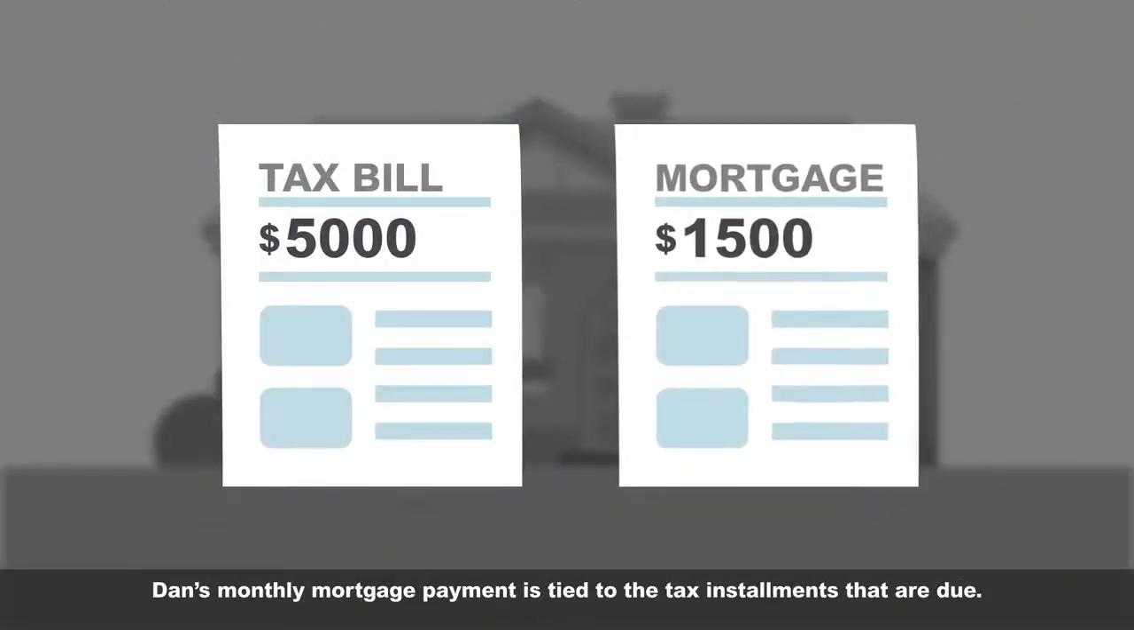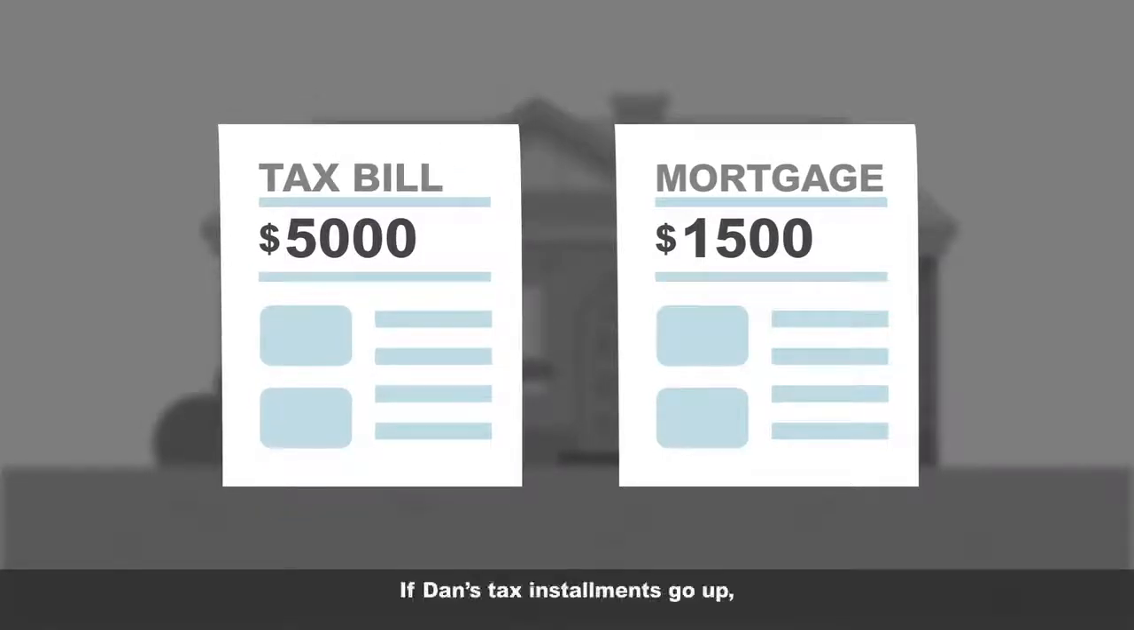Dan's monthly mortgage payment is tied to the tax installments that are due. If Dan's tax installments go up, his monthly mortgage payments will too. If his tax installments go down, Dan's monthly payment should follow suit.